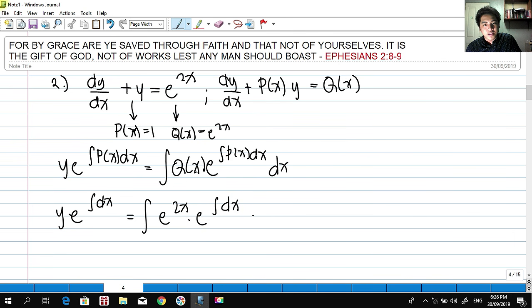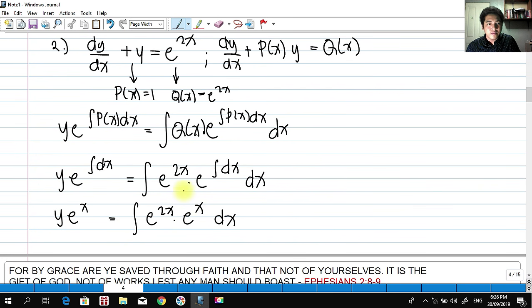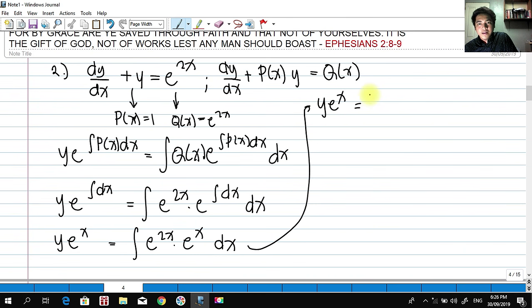So this is simply dx, and we have dx here. So that is y e raised to x, because the integral of dx is x, is equal to the integral of e raised to 2x multiplied by e raised to x, right? And we have dx here. As you can see, by laws of exponent, these two have the same base, so we can rewrite this as y e raised to x is equal now to the integral of e raised to 3x dx.